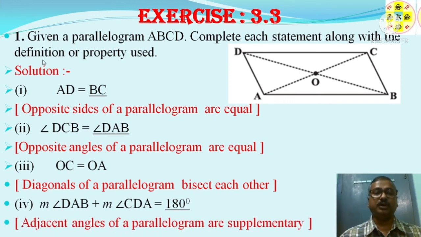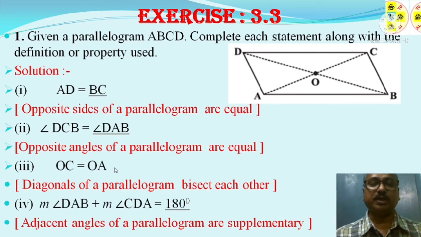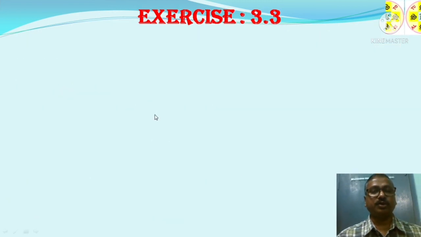Now these are the four parts in question number 1. So first one is AD equal to BC, opposite sides are equal. Second one is opposite angles are equal. Third one is diagonals of a parallelogram bisect each other, and fourth one is adjacent angles are supplementary. These all are related to the properties of a parallelogram. So now let us move to question number 2.